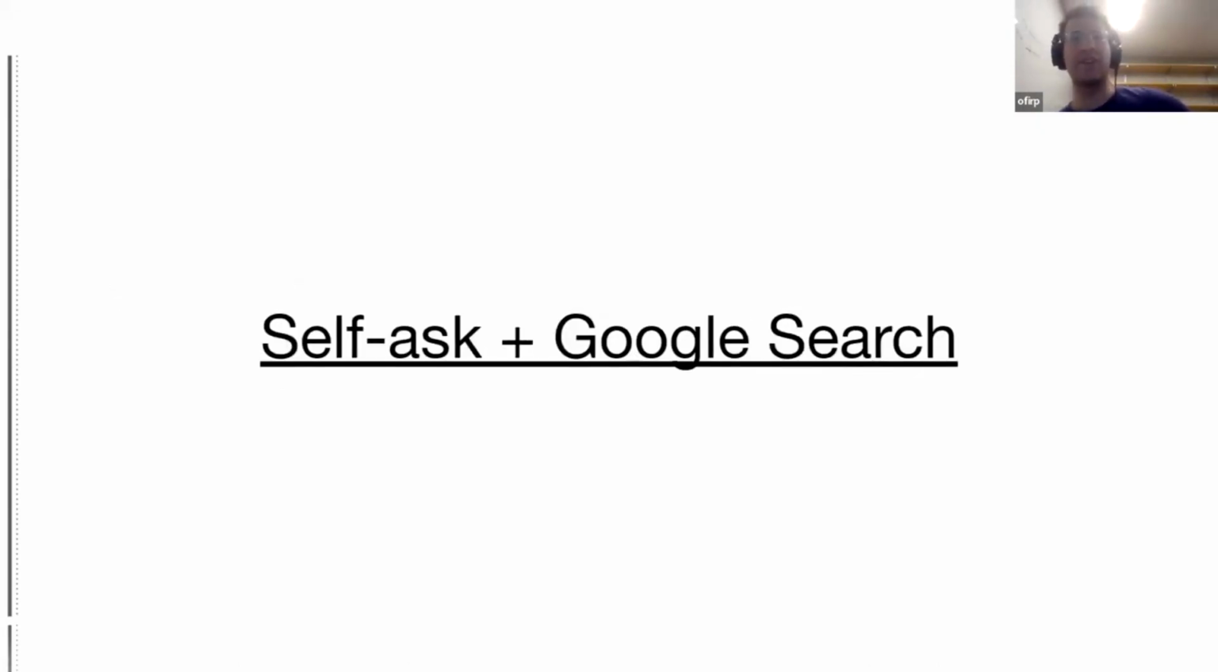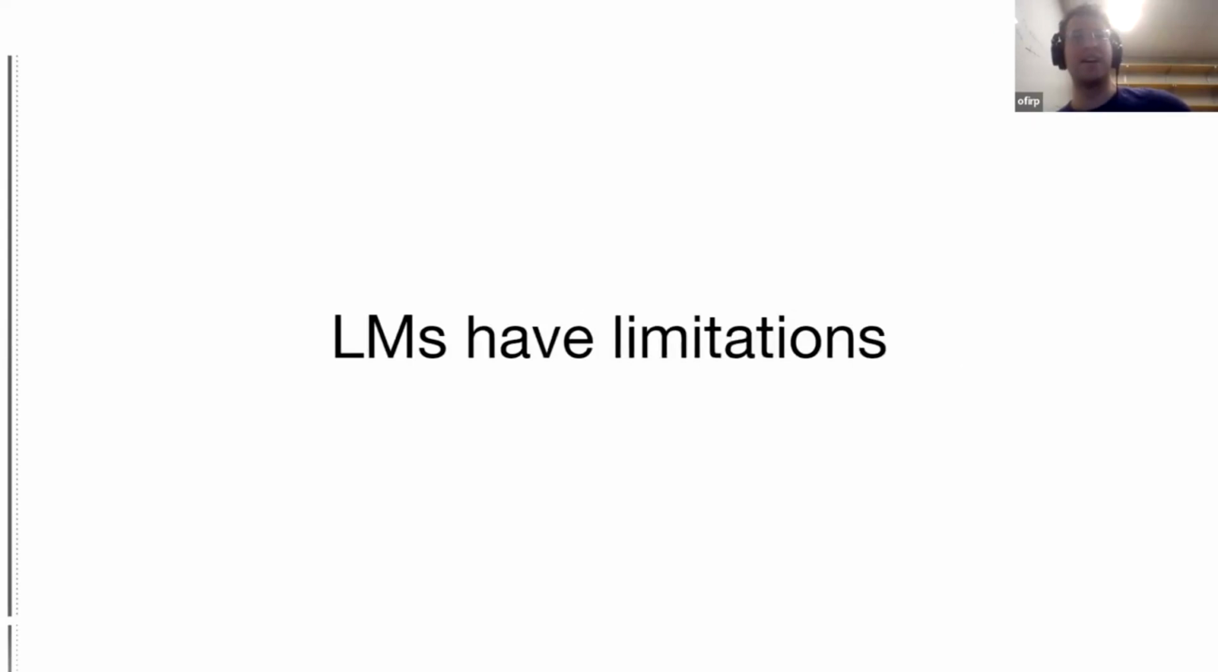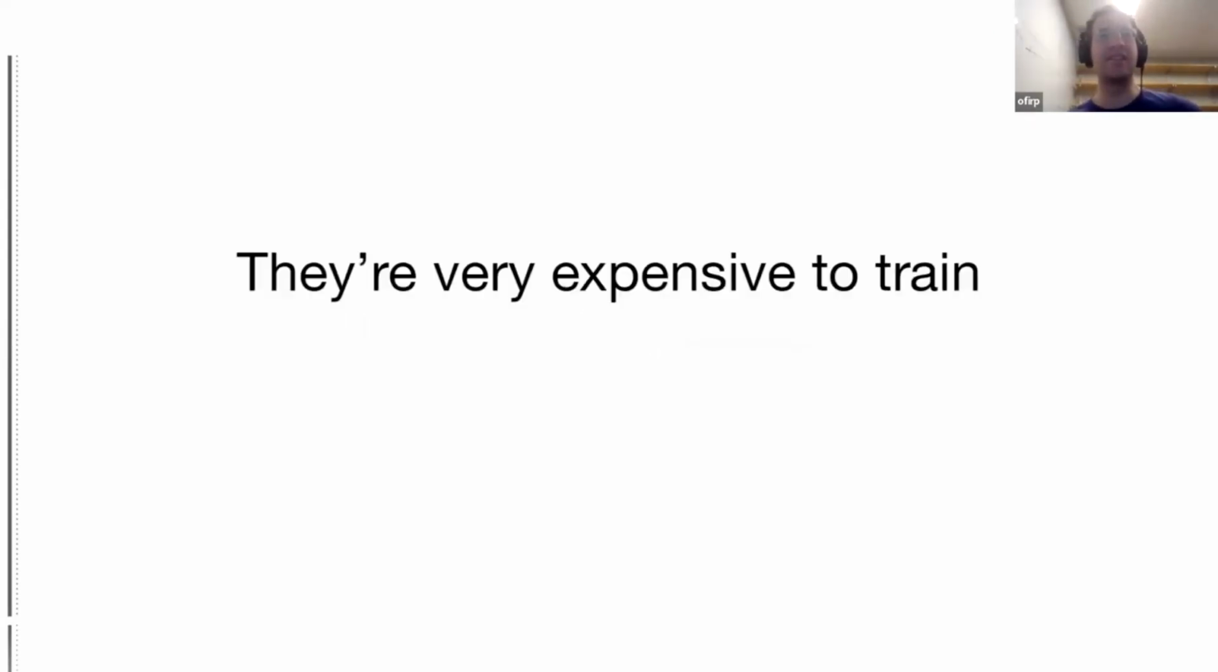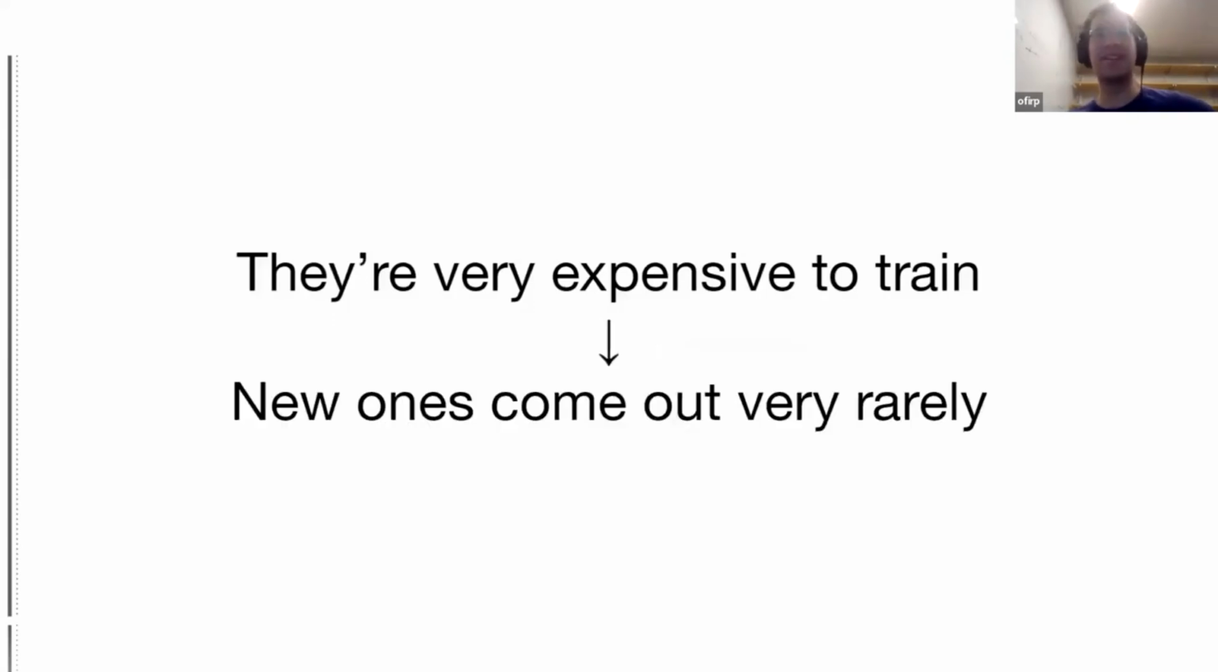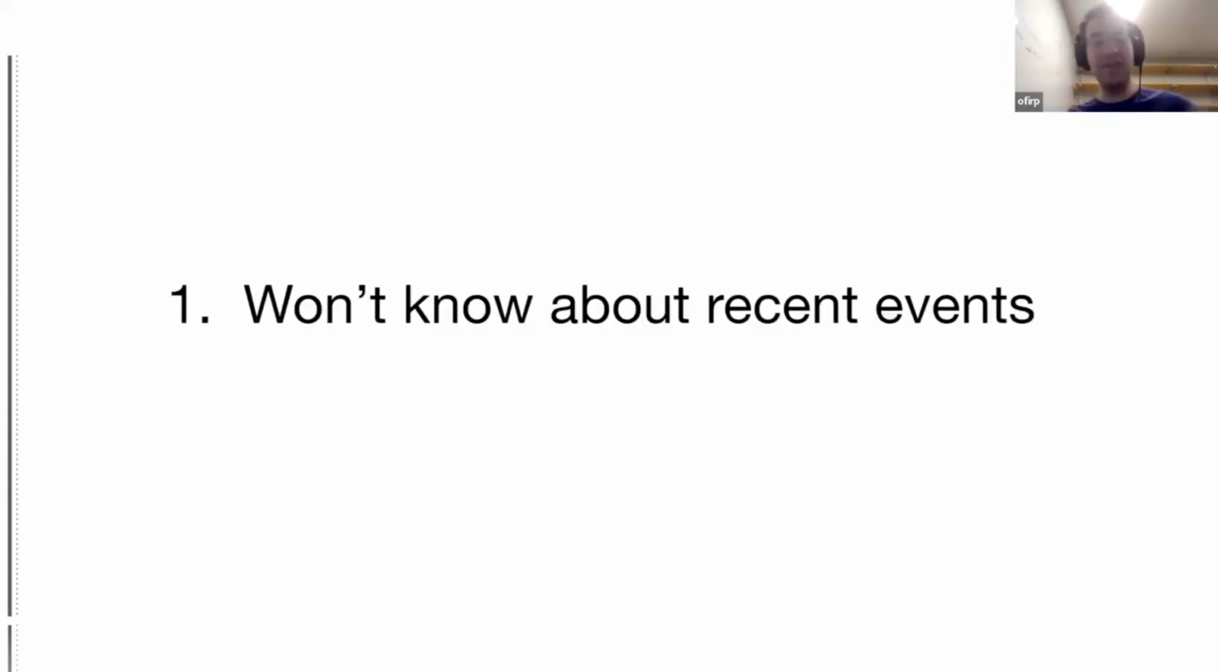So we call the system Self-Ask with Google Search. And here's why we did it. So language models have limitations, right? They're super expensive to train. And so we train new ones very, very rarely. It's going to start changing soon, right? We're going to train them more and more often as hardware becomes cheaper and stuff. But even if we train them once a month, they're not going to know about recent events that have happened in the past few days.